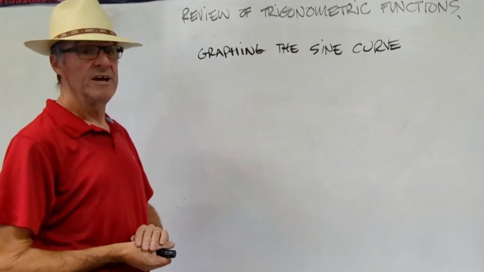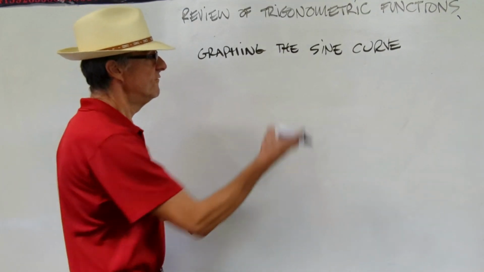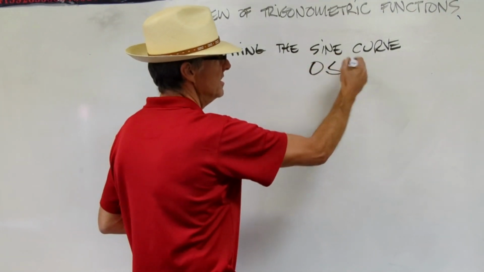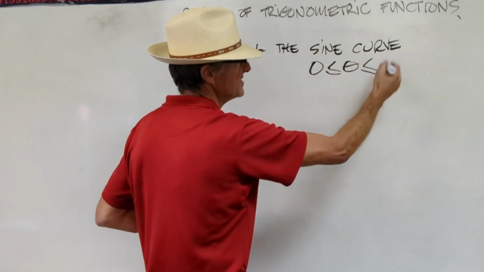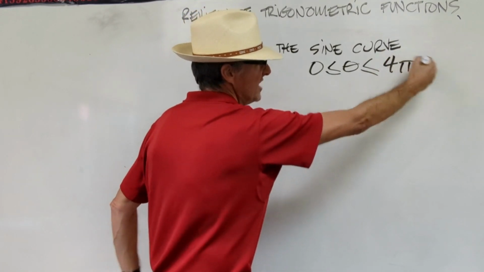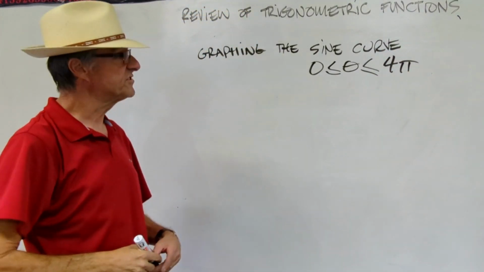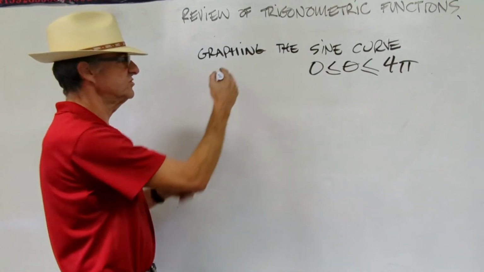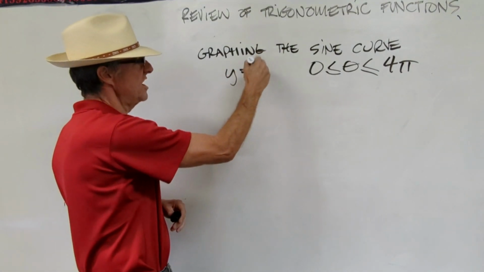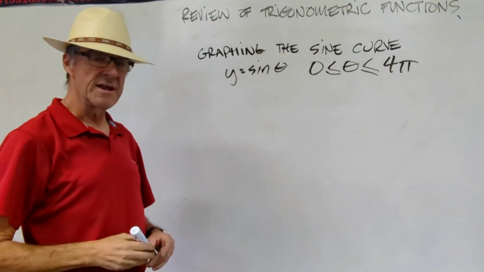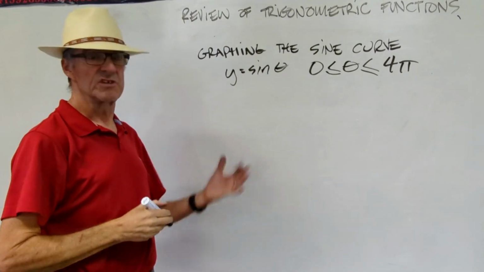So what I'd like you to do is sketch the sine curve for 0 less than or equal to theta less than 4 pi. So that's 2 full cycles of the sine curve. This would just be y equals sine theta. So go ahead and pause the video, make that sketch, come back.